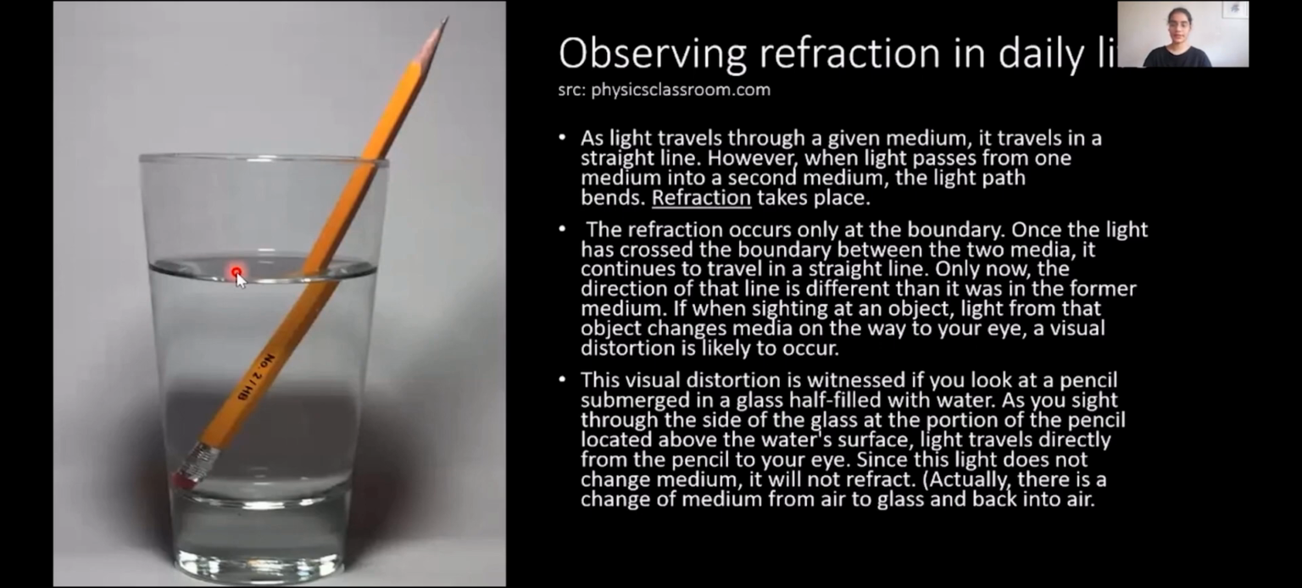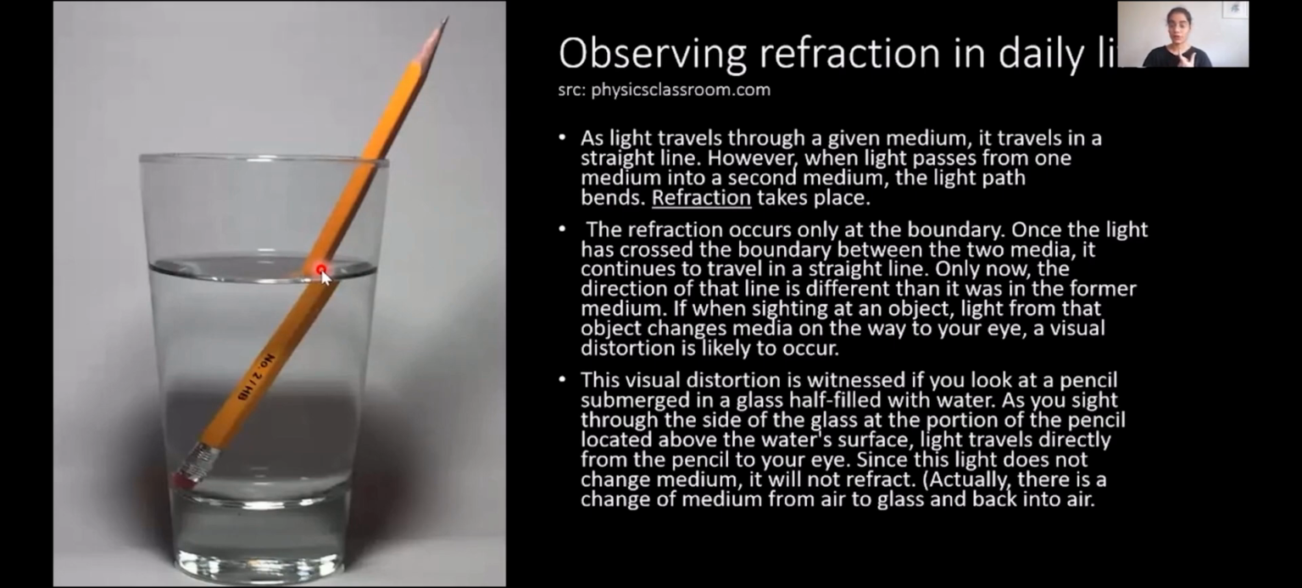So what is happening is, when light is passing from this air medium to water medium, the path of light is bending, or we are saying that refraction is taking place at this boundary. And then refraction occurs only at the boundary. Once the light has crossed the boundary between the two mediums, it will continue to travel in that different path in a straight line. Only now the direction of this light was different than in the former medium. Here it was traveling in a certain direction, it bent, and now it is traveling in a certain direction. This is the reason why distortion occurs.